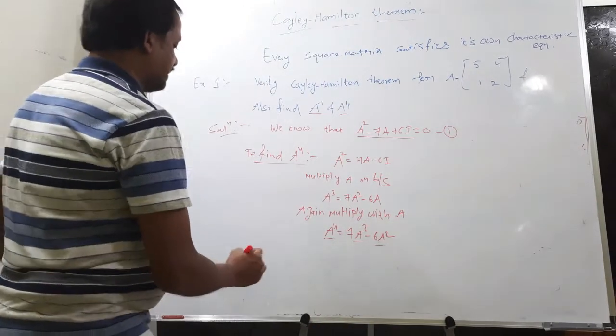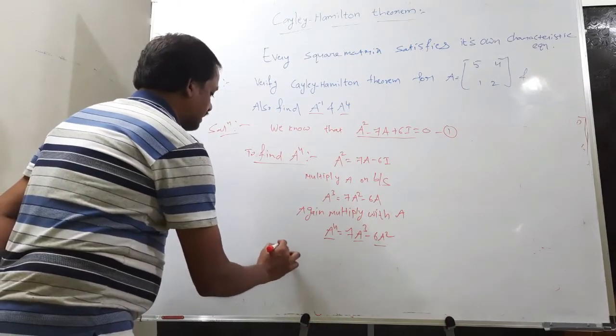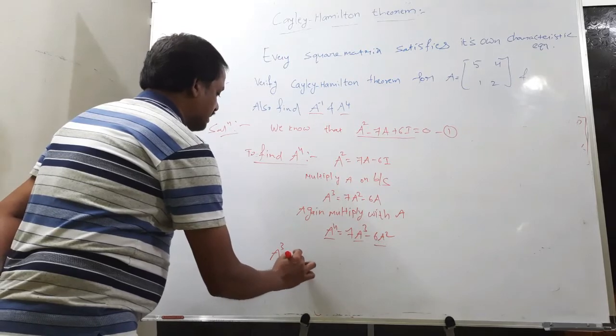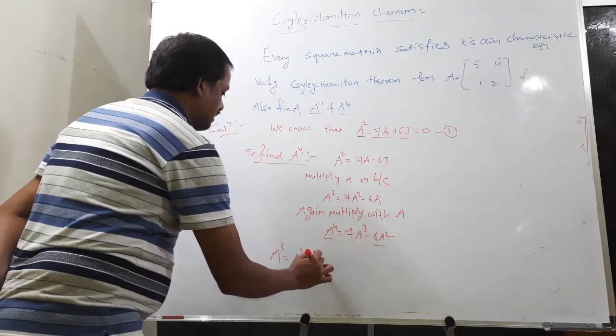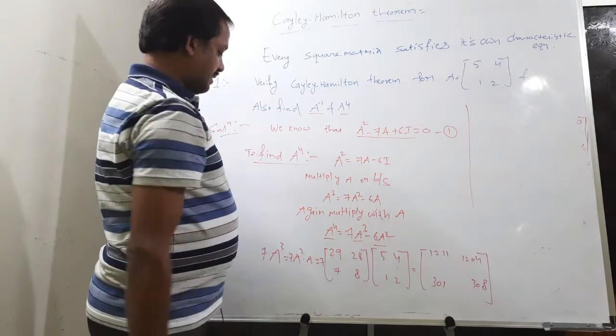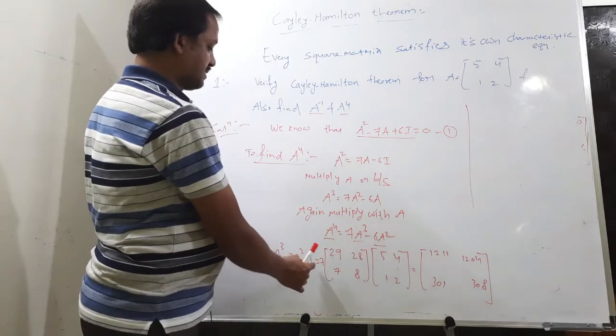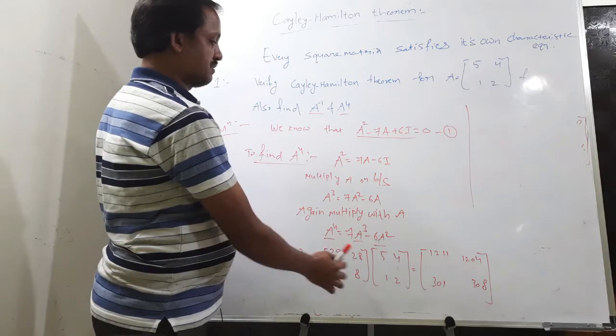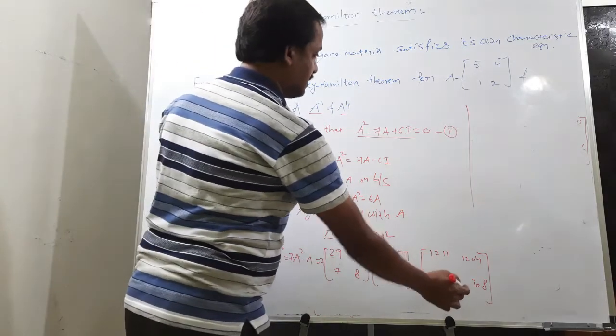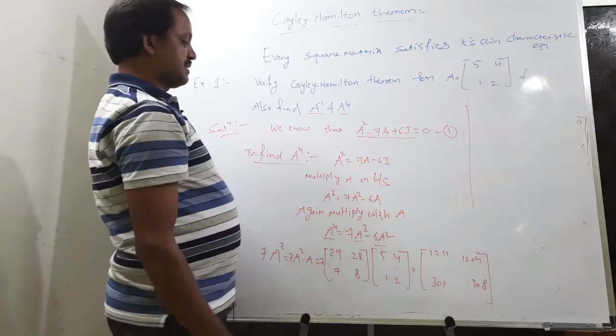So we want A cube. A cube is nothing but A square into A. Already we know this quantity A square. So A square into A will become A cube. 7 times A means we are multiplying with 7. So finally we are getting this quantity. So another thing is minus 6A square.